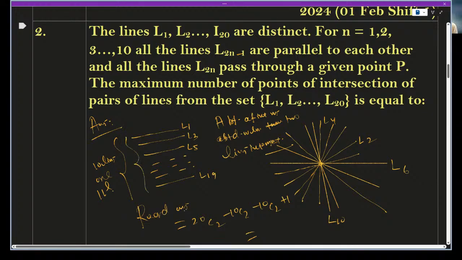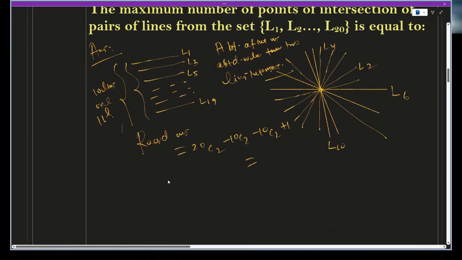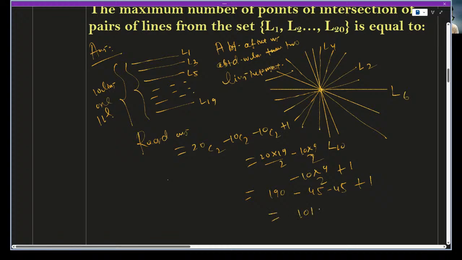Because of these 10 parallel lines, and because these 10 lines intersect at a point only, they are different. Just do it first. It will be 190 minus 45 plus 1. They intersect at one point. So 101. I also get this. Clear? Understood?